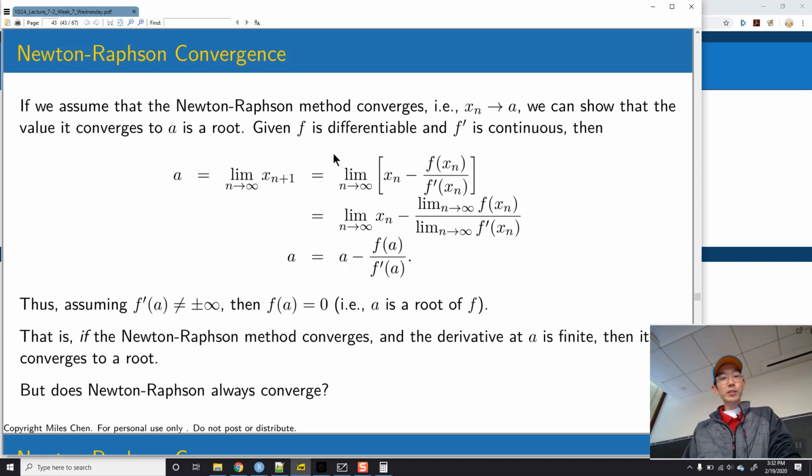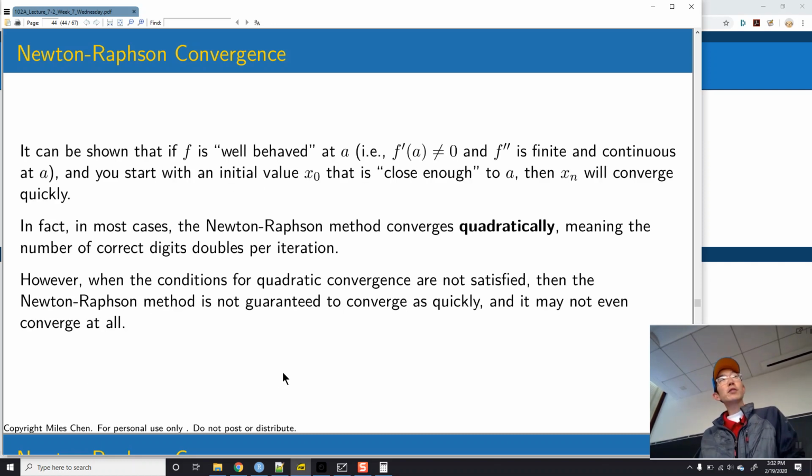If we assume that it converges, we can show that the value it converges to is a root. Maybe I won't go through all of this, but basically, if you follow this, a is equal to a minus f of a over f prime of a, and this is only true when f of a is 0, therefore it has to be a root. Does Newton-Raphson always converge, though? The answer is no.